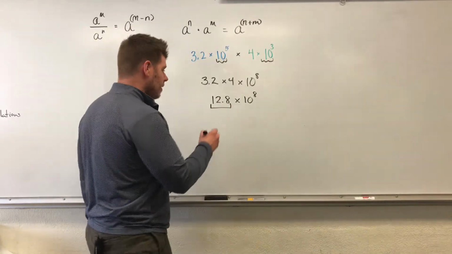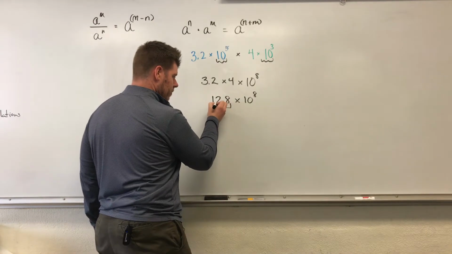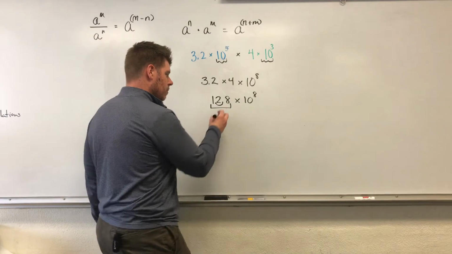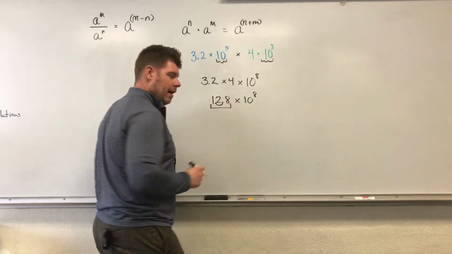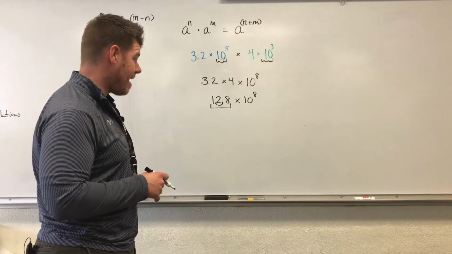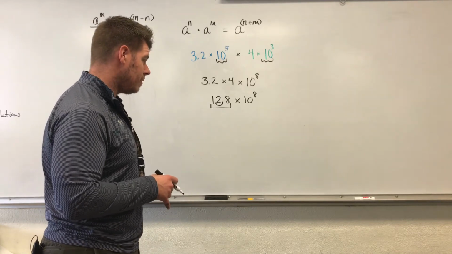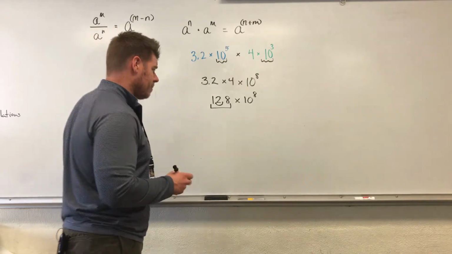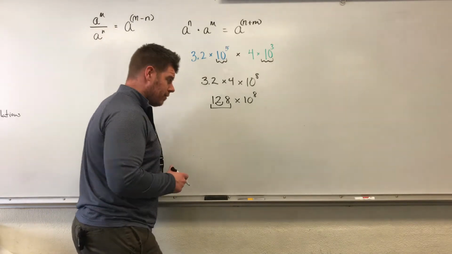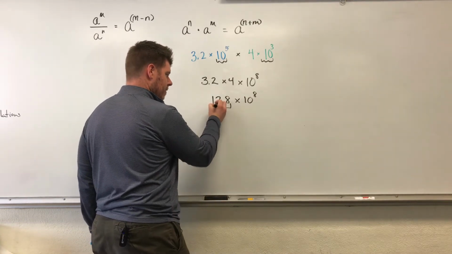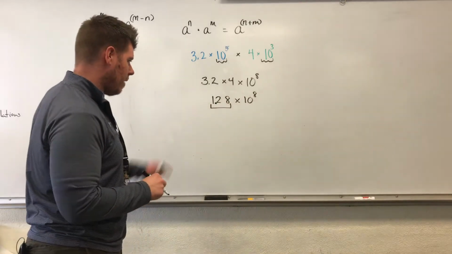So what I need to do is I actually have to get this decimal to go that way. So how do I get that decimal to move 1 to the left? What I'm going to do is pretend that I have this number, 1.2. Well, how did I move it that way?